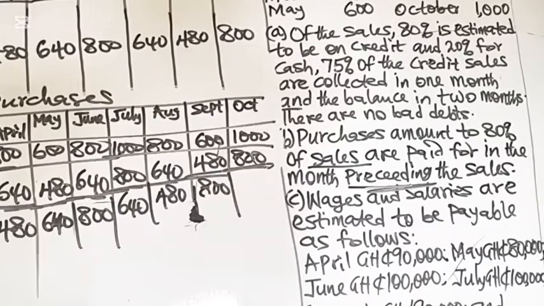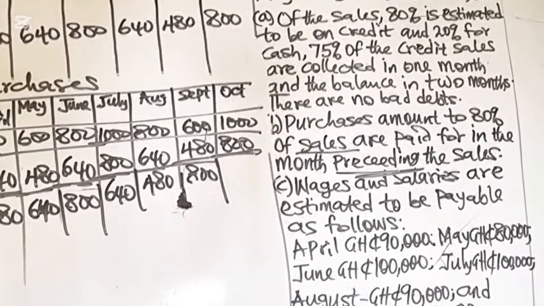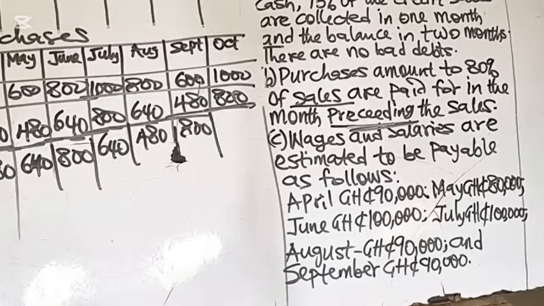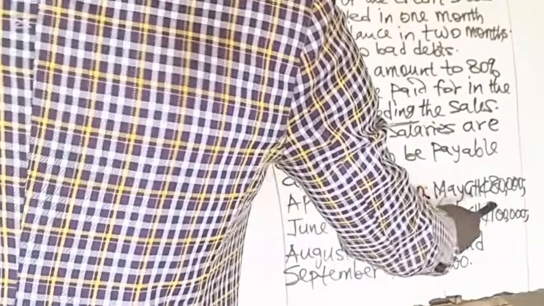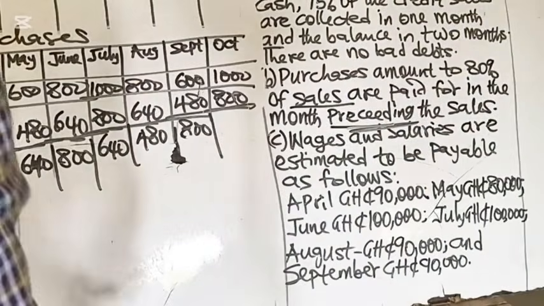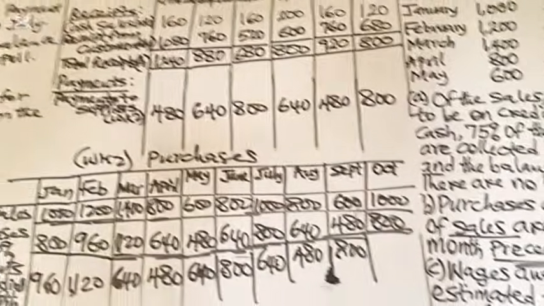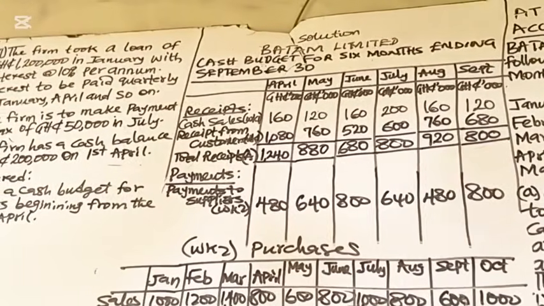In note C, you have wages and salaries estimated to be payable as follows. The amount paid in the month of April is 90,000, in May 80,000, June 100,000, July 100,000, August 90,000, and September 90,000. These are the amounts paid in respect of wages and salaries. And that will be included in the cash budget in the very month the payments were made.